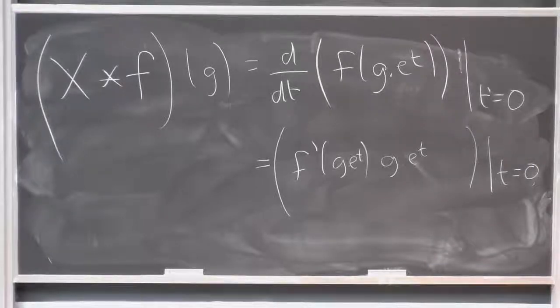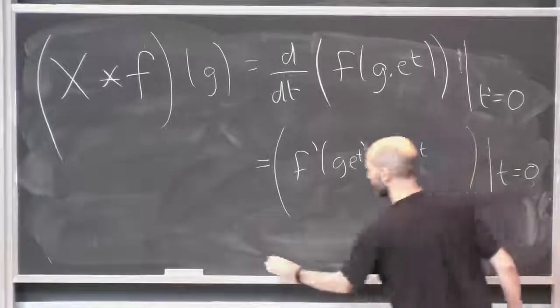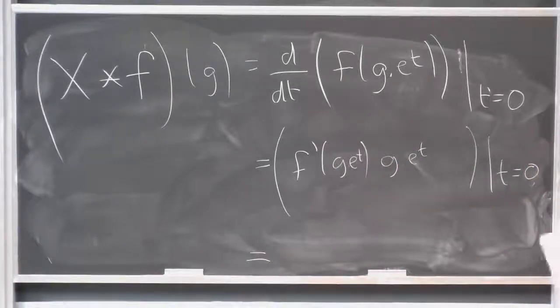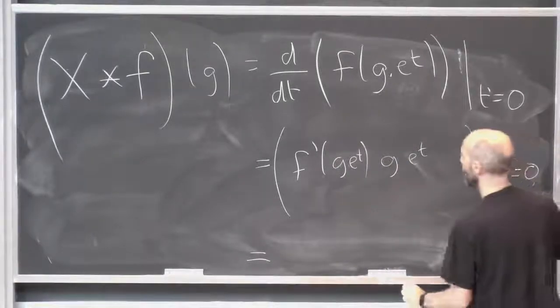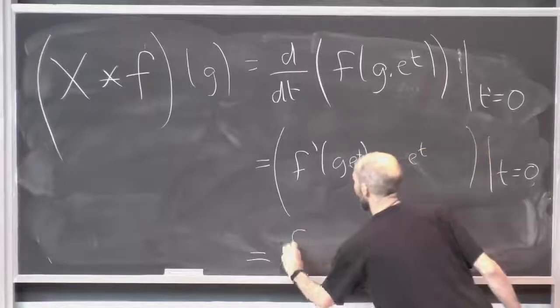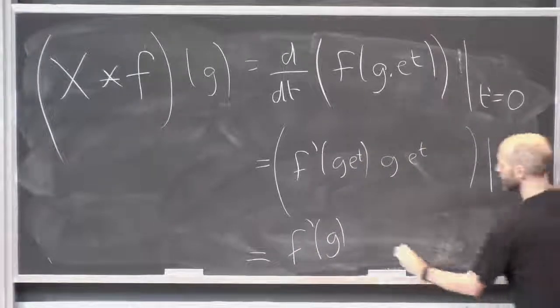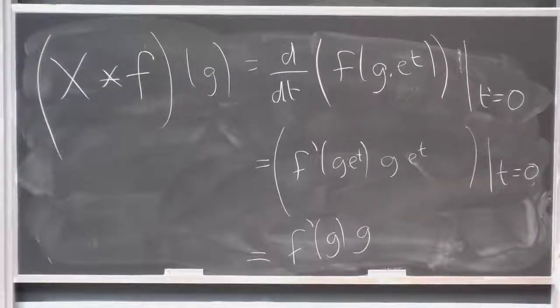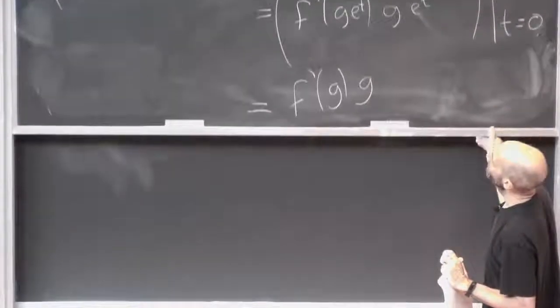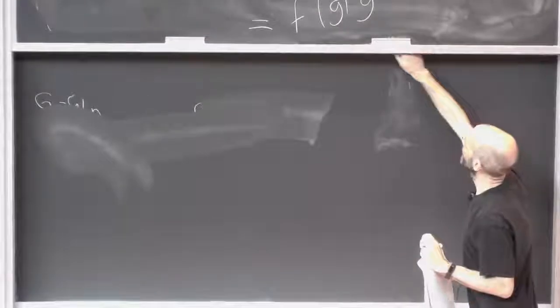Have I got that right? I hope you're watching carefully, because I'm not very good at this. So this equals, now I evaluate at t is 0, so I get f dashed of g, e to the 0 is 1, times g. Right? I reckon that's what we get.